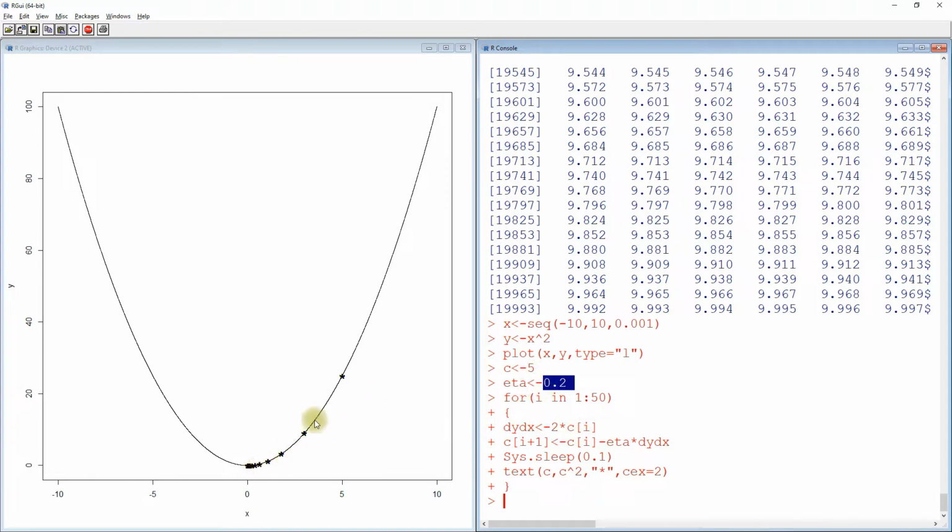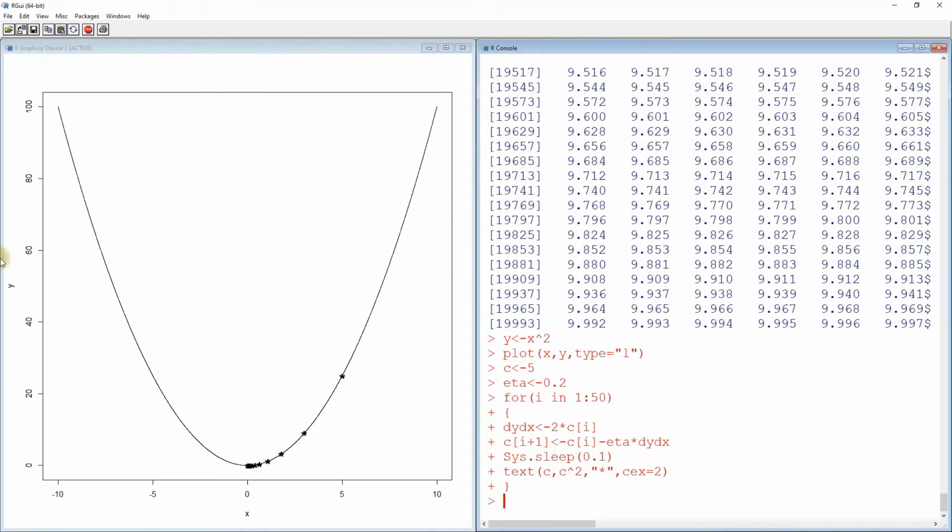I've done that 50 times. So in other words, you have 50 dots here that you are seeing. I'm going to change this system sleep as I told you. I've already changed it in the copy here, and I'm putting it as 1 here. So we are going to run it.